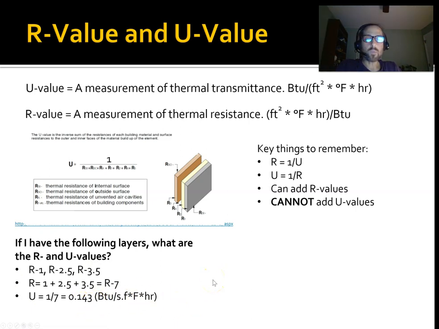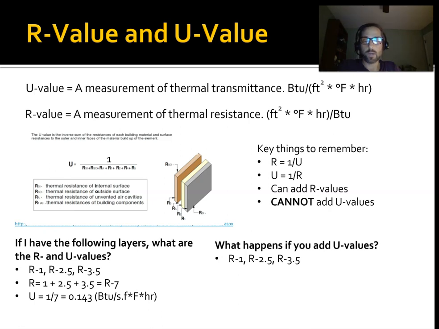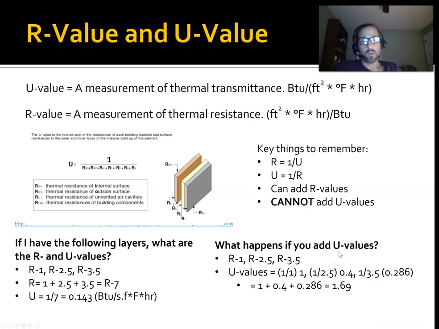Okay. So what happens if I convert these to U values first, and then I try to add the U's? I want to demonstrate why you cannot add U's together. So we have R1, R2.5, and R3.5. To find the U for each of those, very easy, just 1 divided by each of those, right? So 1 divided by 1, 1 divided by 2.5, which is 0.4, 1 divided by 3.5, which is 0.286. Okay, so those would be the U values of these surfaces individually. So let's add those up and see what we get. We get U of 1.69.